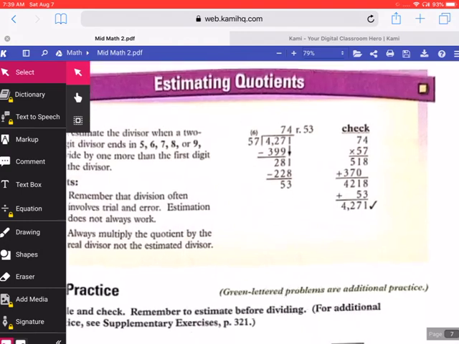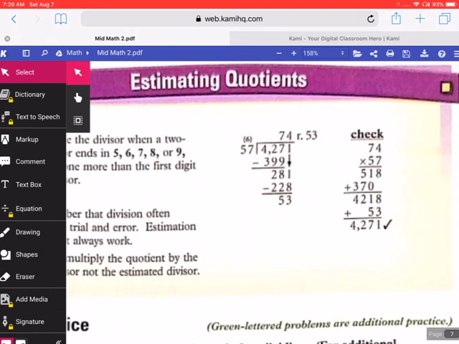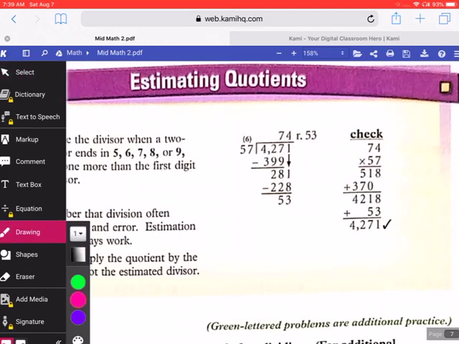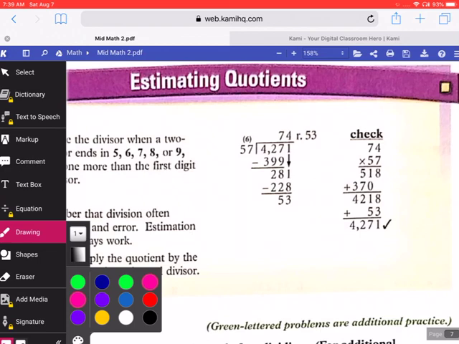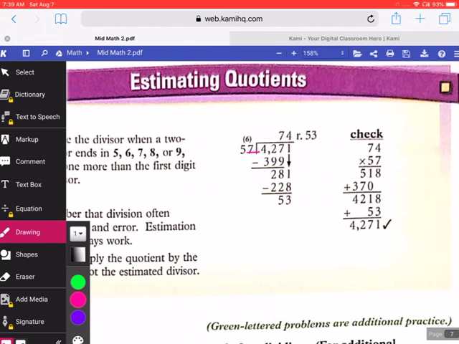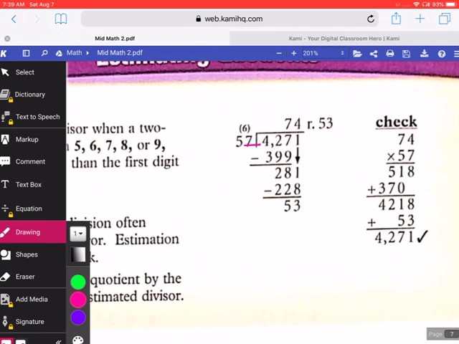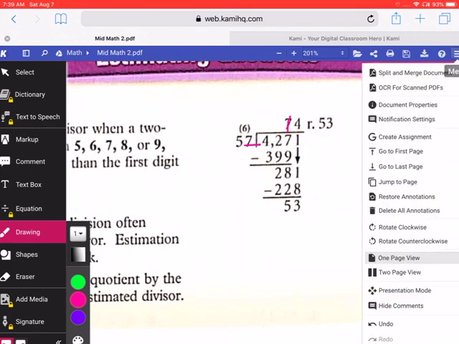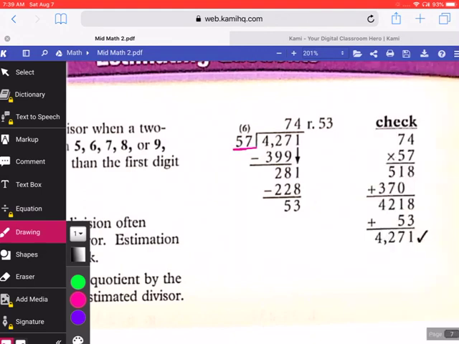So if we look at this problem here, it may be kind of confusing at first, but I think you guys will get it. So what's happening here is they're using the 57 to go into 4,271. But instead of guessing with 5 like we normally would and say how many times would 5 go into 47, they're rounding up to 6. They're going to guess with 6 to figure out what the first number here of their quotient is. Okay, and even though they're guessing with that to get the number, they're still going to multiply by the 57.